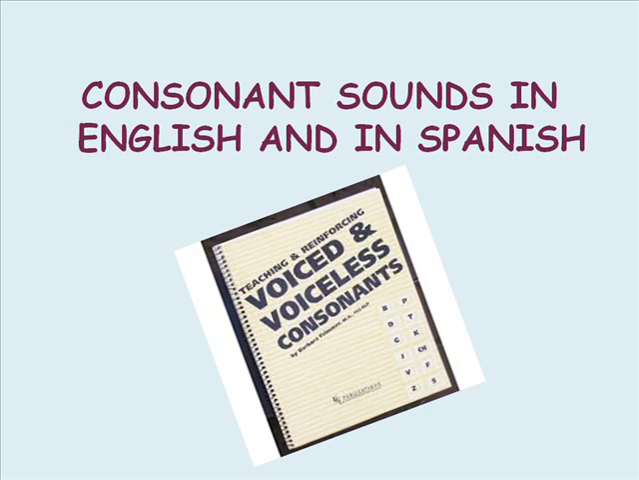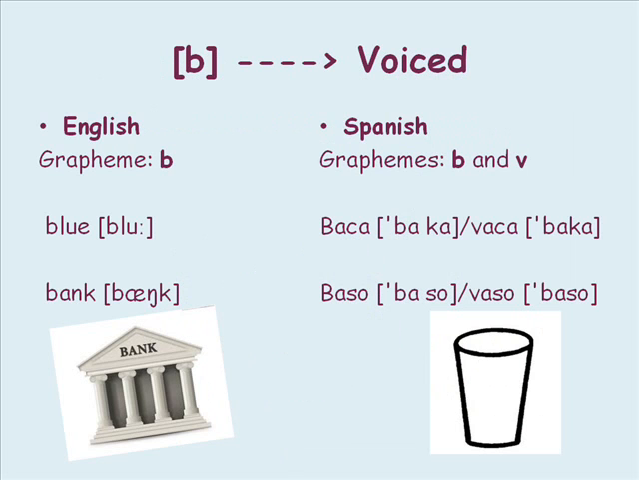Consonant sounds in English and in Spanish. B. This is a voiced sound in both languages. In English, it is found in the words blue or bank. In Spanish, it represents two different graphemes, B and V. Thus, there is no difference in the pronunciation of them. The only way of knowing is by means of the context. For example, vaca, vaso.